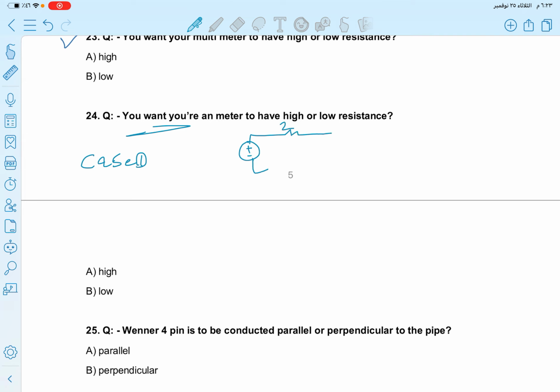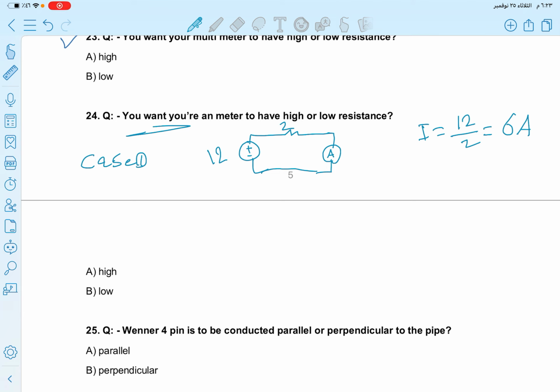For example, let's assume the resistance is 2 and the voltage is 12. So the actual current will be 12 over 2, which is 6 ampere. But if I don't know how much resistance there is inside the circuit, I will just insert an ammeter device to measure the current.